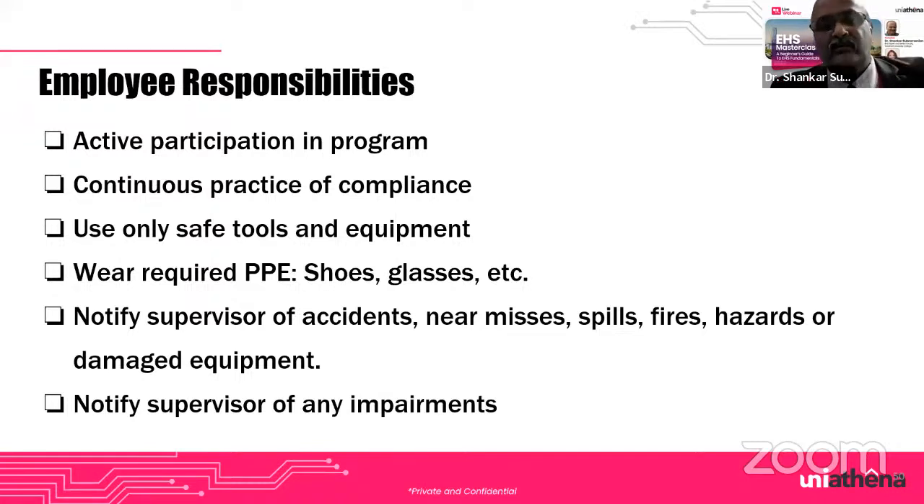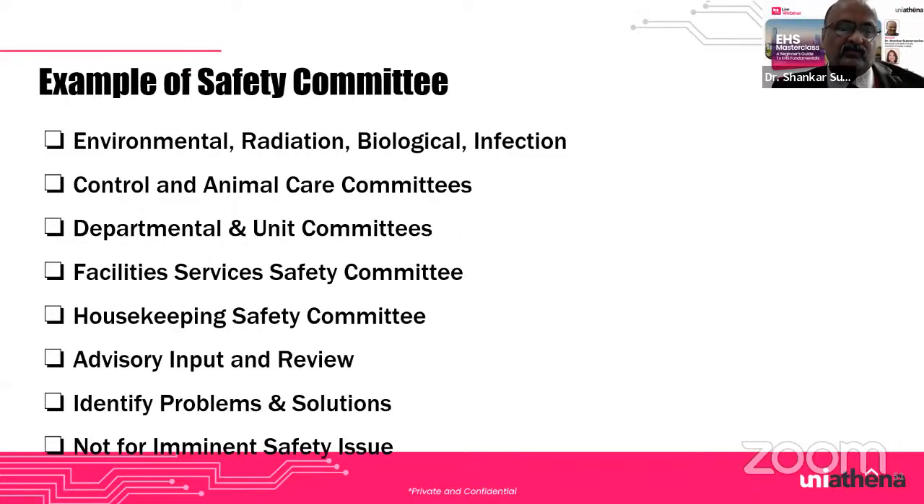Employee responsibility at an individual level: active participation in the program, continuous practice of compliance, use only safe tools and equipment, and where required, PPE, that's protective equipment. Notify the supervisor of accidents, near misses, spills, fires, hazards, or damaged equipment. Notify the supervisor of any impairments. Examples of safety committees are many, as I said: animal care committees, departmental unique committees, housekeeping safety committee, advisory input and review committee, and imminent safety issue committee.